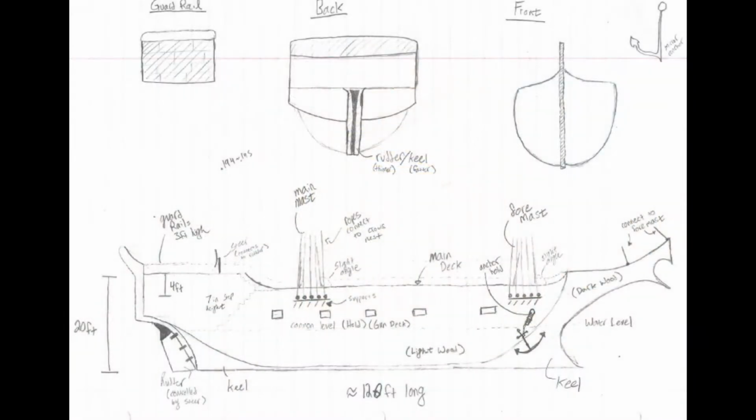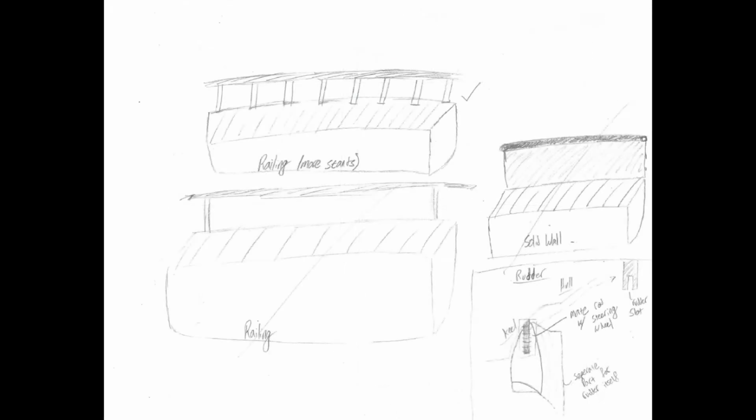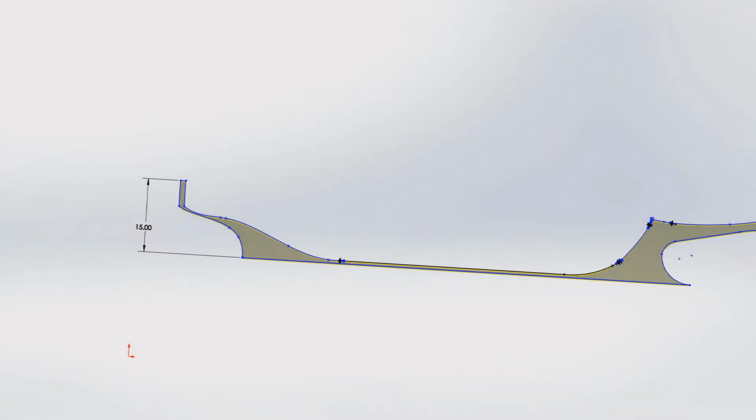Before I started doing anything in Solidworks, I drew up a couple of sketches to perfect my whole mast, anchor, and bow designs. Though smaller, this vessel would be particularly menacing in terms of speed and maneuverability.